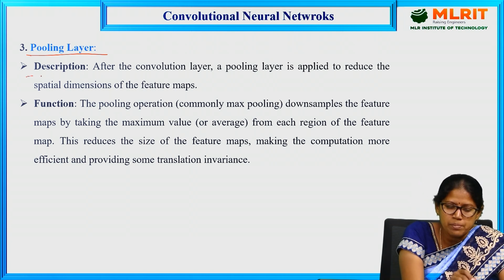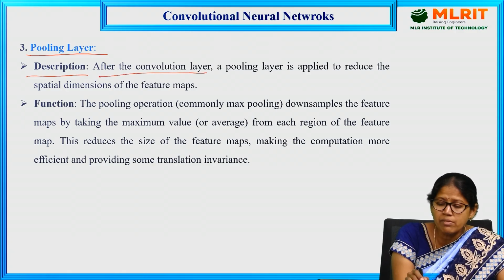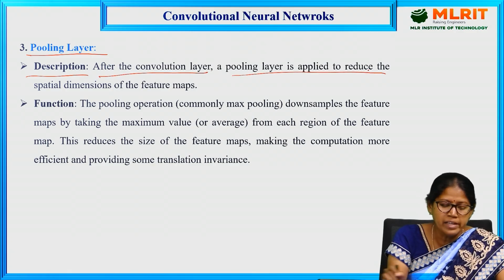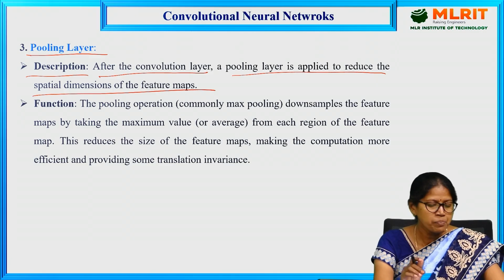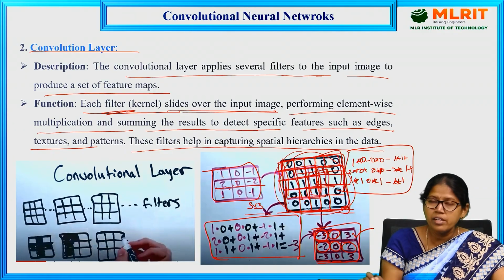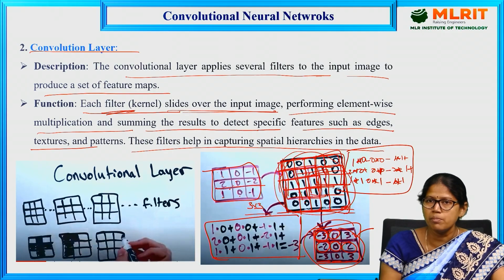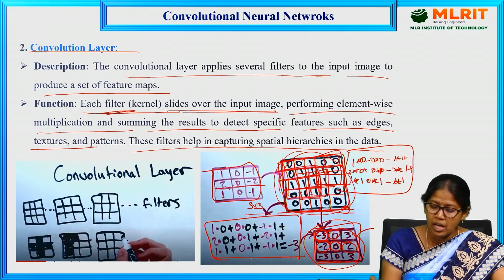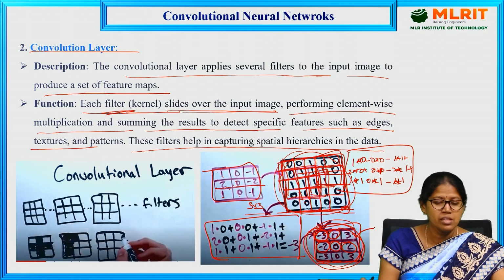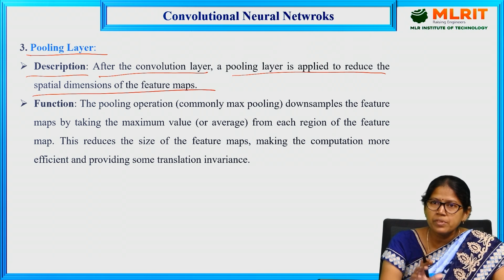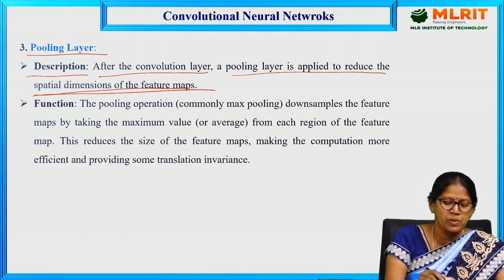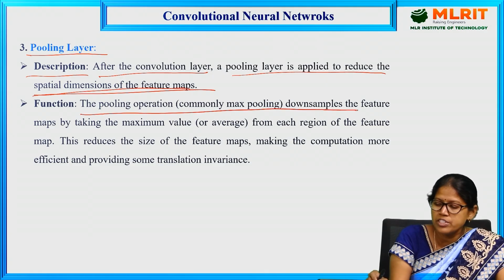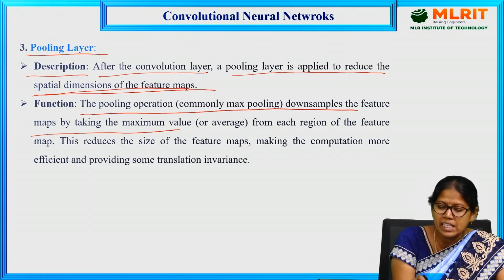Okay, let's see the description of a pooling layer. After the convolution layer, a pooling layer is applied to reduce the spatial dimensions of the feature map. After the convolution layer, the actual image is reduced by applying the filter over the image. And that 3x3 is passed to the pooling layer. Again from that, it will take only the important things and reduce the spatial size, meaning it will shrink that image. Okay, let's see the function. The pooling operation down samples the feature maps by taking the maximum value.